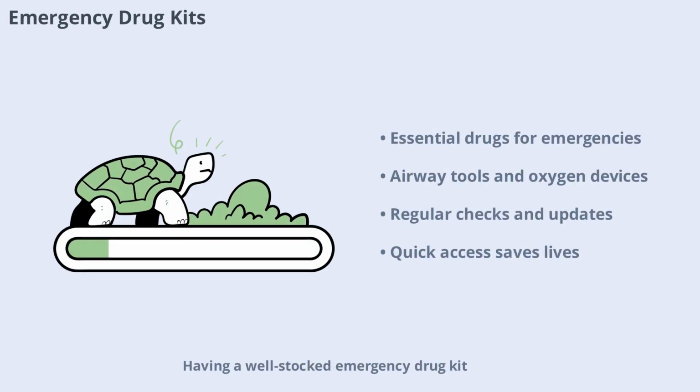Having a well-stocked emergency drug kit is vital for managing medical emergencies. Essential drugs include epinephrine, antihistamines, bronchodilators, glucose, naloxone, flumazenil, and hydrocortisone. Kits should also contain airway management tools, oxygen delivery devices, and cricothyrotomy kits. Regular checks and updates ensure drugs are within expiry and equipment is functional. Practitioners should be familiar with the contents and their indications, enabling quick access during emergencies.